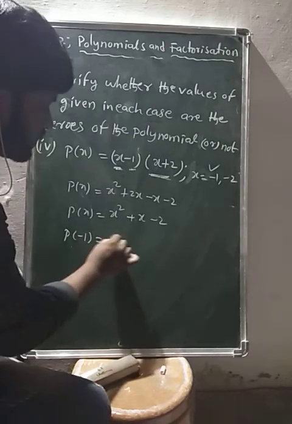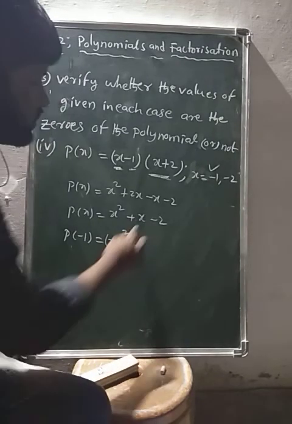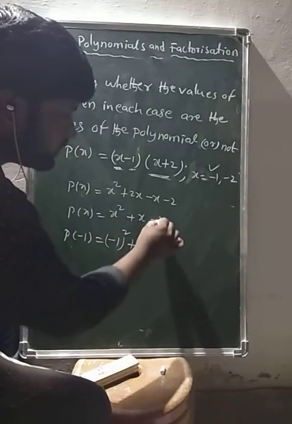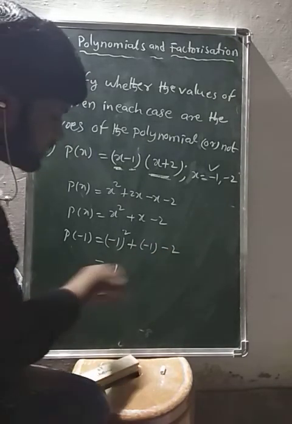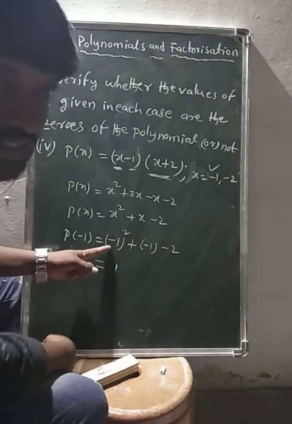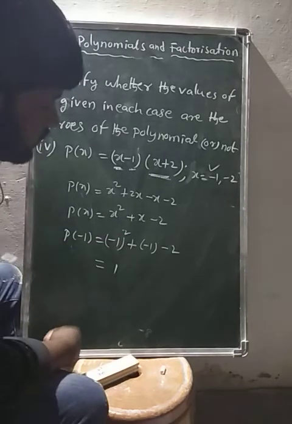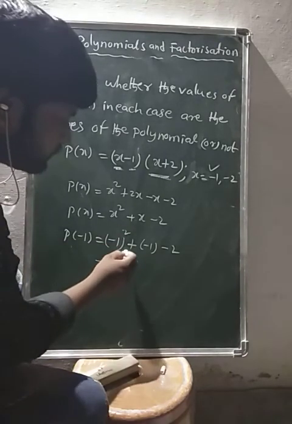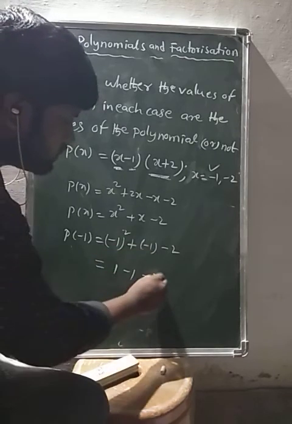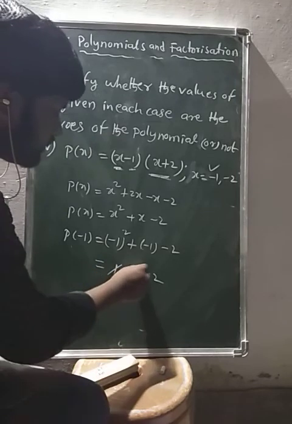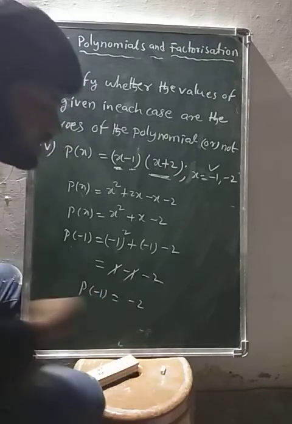Substituting minus 1 for x, we get minus 1 whole square plus minus 1 minus 2. Minus 1 square means 1, because minus 1 is a negative number but the power 2 is even. So we get plus 1 plus minus 1 minus 2. Plus 1 and minus 1 cancel. So p of minus 1 equals minus 2.